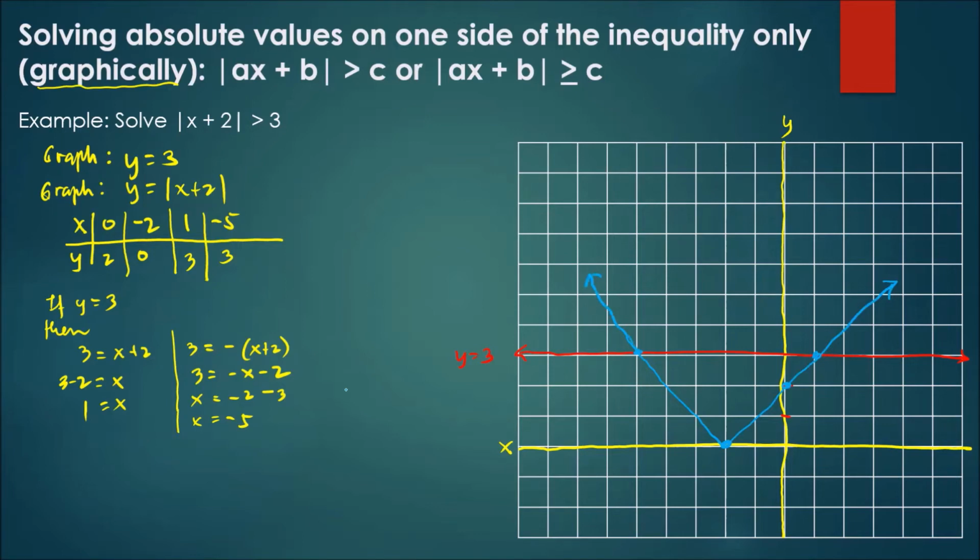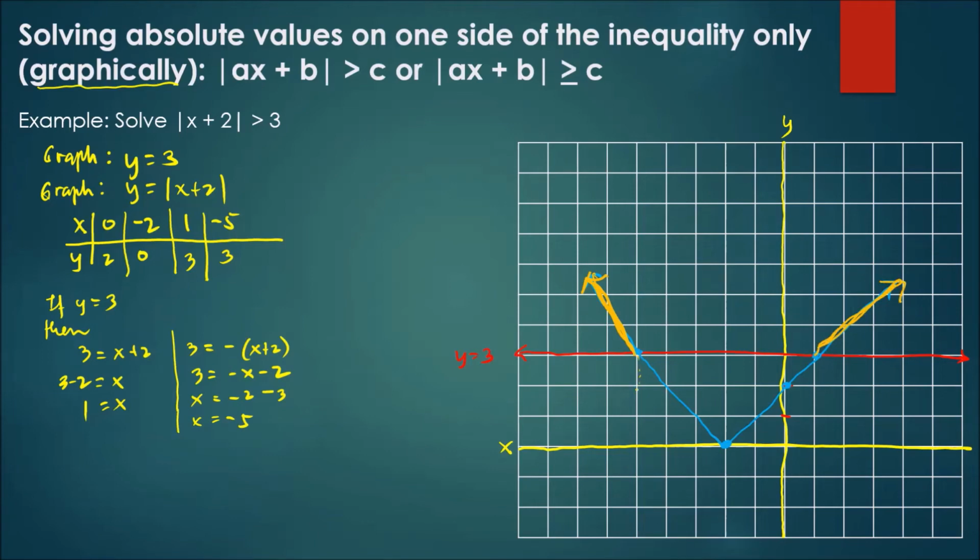Now let us examine our graph. We are looking for the values of x that are greater than 3, meaning the part above this line. So we are interested with the part of the graph of the modulus that is above the y is equal to 3 line. So we are interested with this part. The solution set lies on this part of the graph.